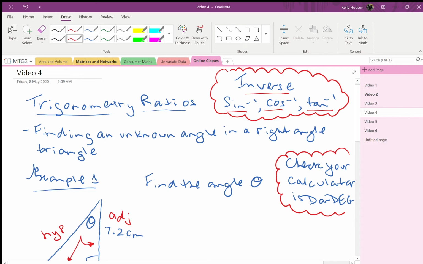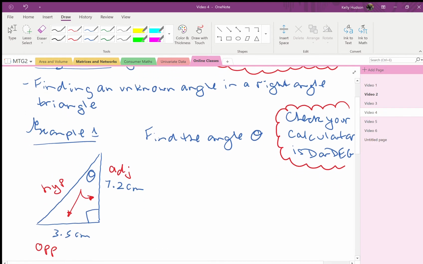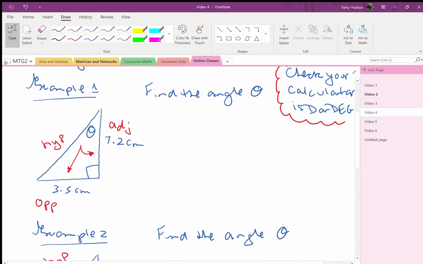And as for all the other calculations, remember to make sure your calculator is turned on to degrees. Okay, for this example here, we've got a triangle and we're given two sides, 7.2 centimetres and 3.5, and we're asked to find the angle theta.